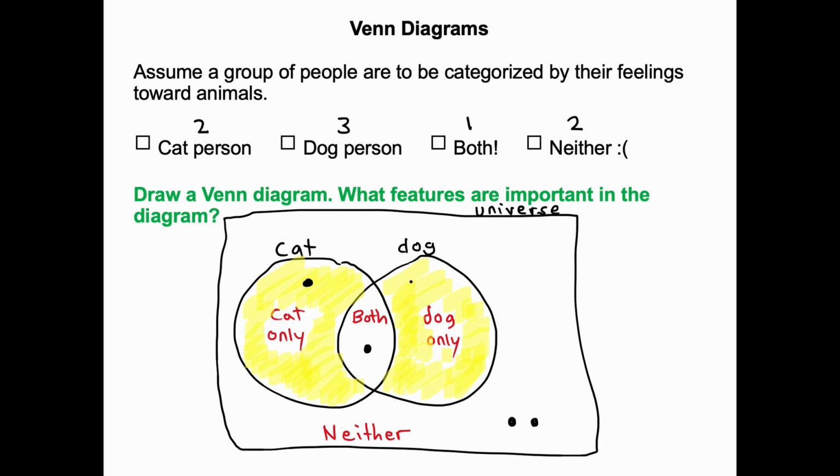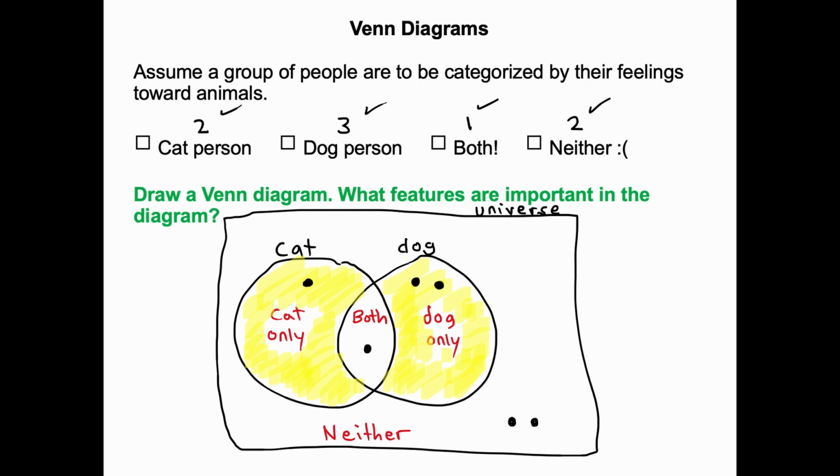I'll place 2 dots in the dog only region, because now we have 3 total dots inside the dog bubble. So it's true that 3 people like dog and 2 people like cat. One of them likes both and 2 of them like neither.